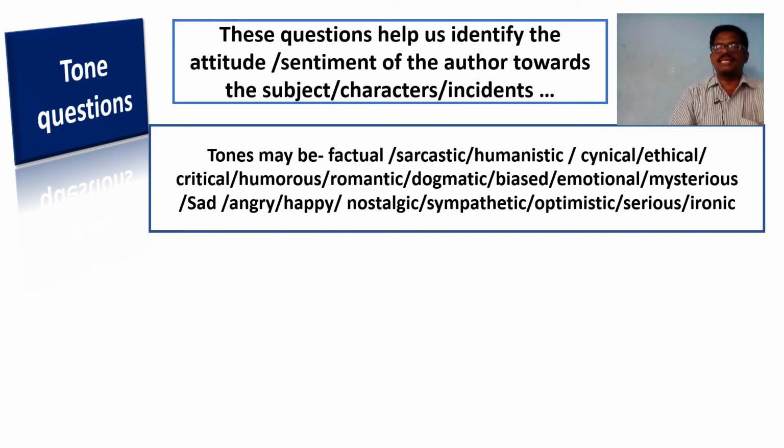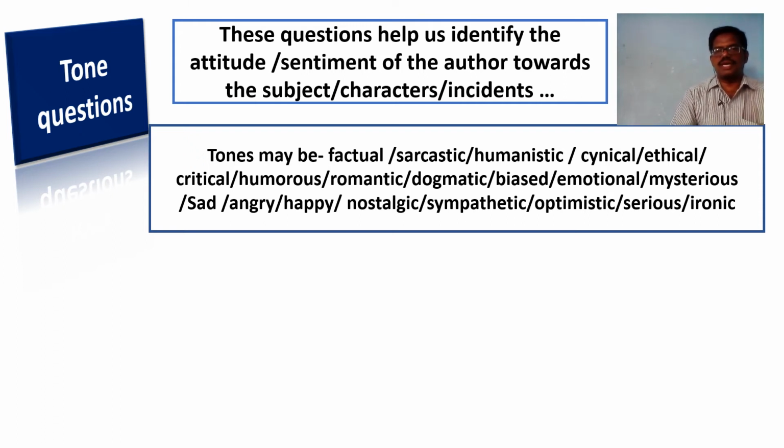And next, critical. Critical means whenever the author is explaining the pros and cons of a subject matter, then we can say that the passage is in critical tone. Like that, whenever we get humor by reading the passage, then we can say that the passage is in humorous tone. Like that, romantic. Whenever the subject matter takes us into the world of fancy, then we can say that it is in romantic tone. And dogmatic: beliefs and rules and regulations are there, and we can say that the subject matter is dogmatic. And sometimes the subject matter favors somebody, for example, one subject matter favors females, that means women, then the subject matter is considered to be in biased tone.